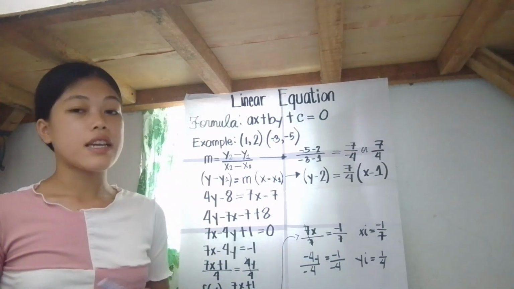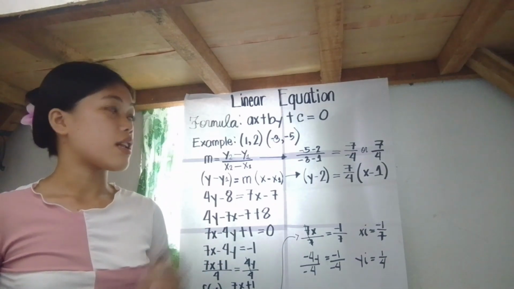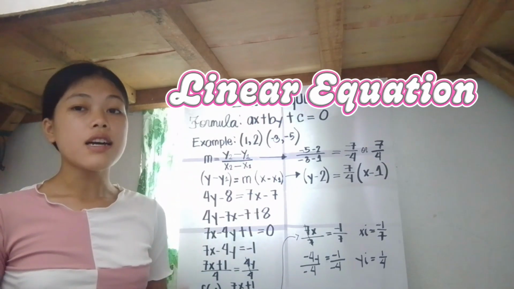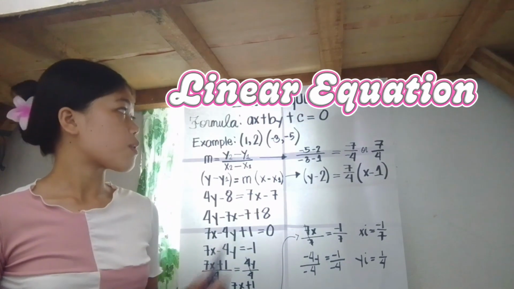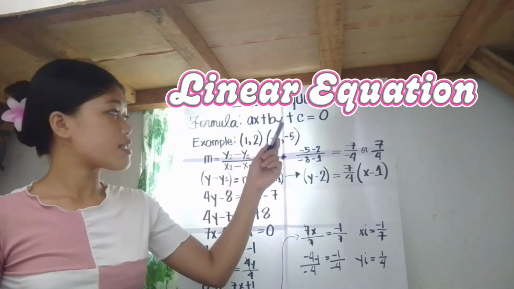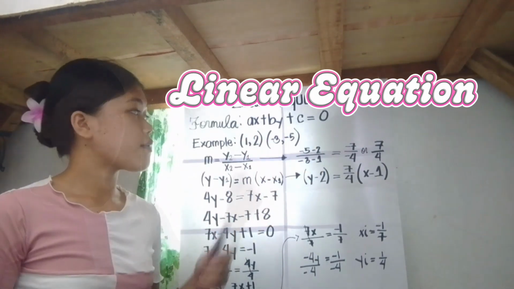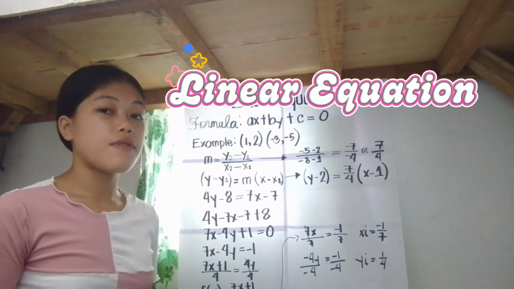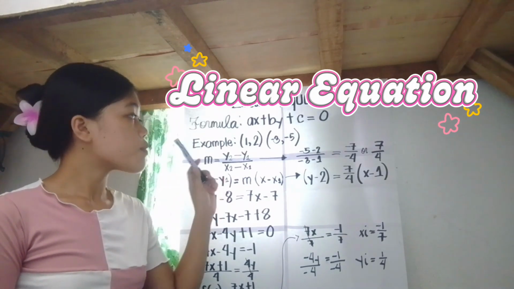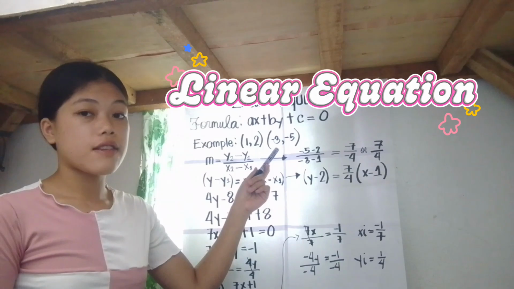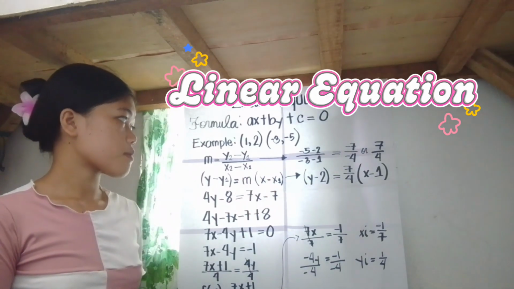For today's learning, we are going to learn about a linear equation. A linear equation can be written in the form ax plus by plus c is equal to 0. We have here an example. Let us find the equation of the line given the two points, which are 1 and 2, and negative 3 and negative 5.